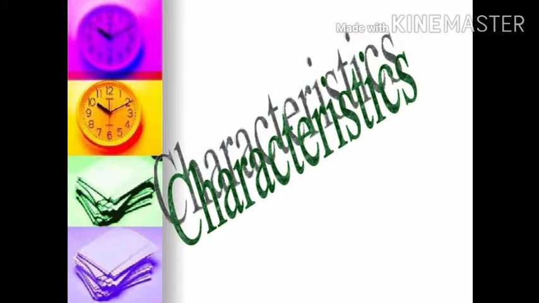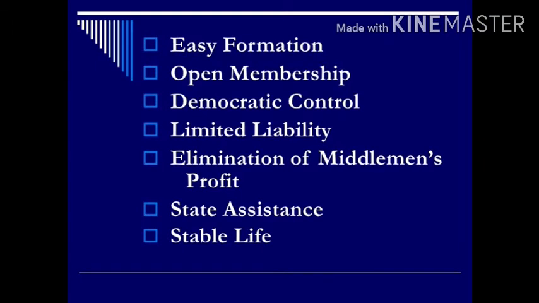Next I move on to the characteristics of cooperative society. So in total there are 7 characteristics. One by one I will discuss each characteristic. Now you can see the list of 7 characteristics in this slide. First is easy formation. Second is open membership. Third is democratic control. Fourth is limited liability. Fifth is elimination of middlemen's profit. Sixth is state assistance. And the last is stable life.